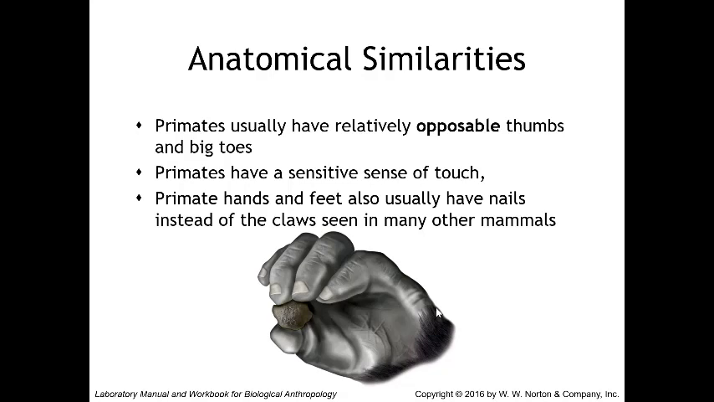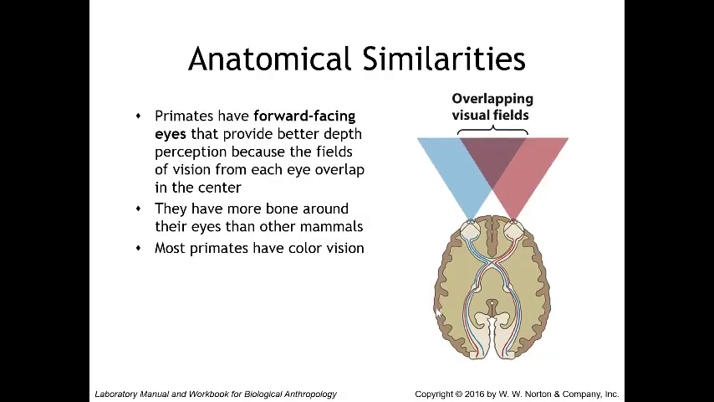Primates also have a sensitive sense of touch, particularly in those tactile pads on the tips of the fingers and toes. Primates' hands and feet usually have nails instead of claws, seen in many other mammals. We'll see some that have claws instead of nails, but those are our lorises and our tarsiers. Right? In addition to an enhanced sense of touch, they usually have an enhanced sense of vision.